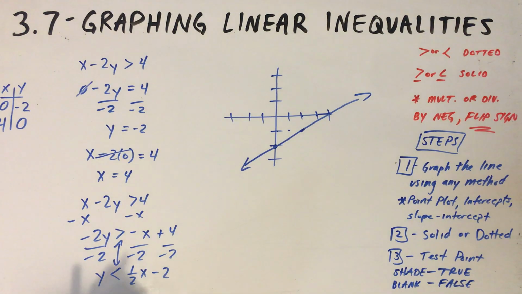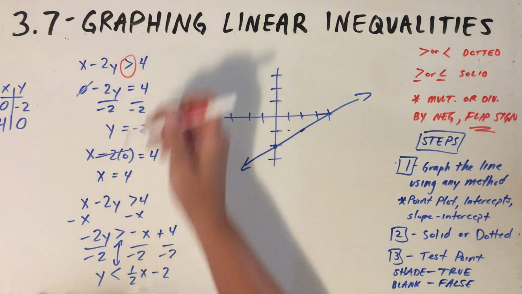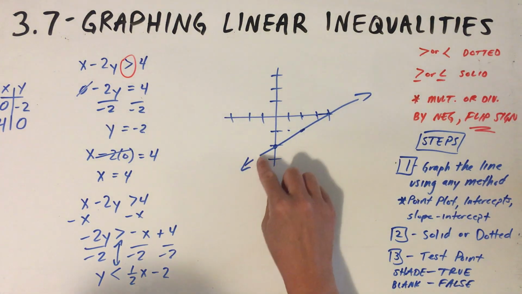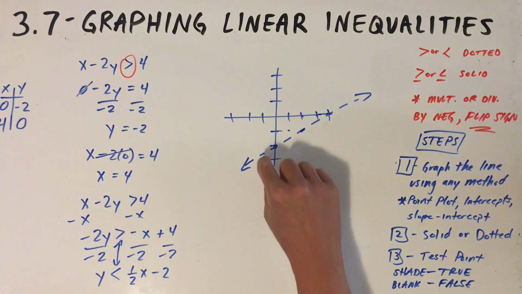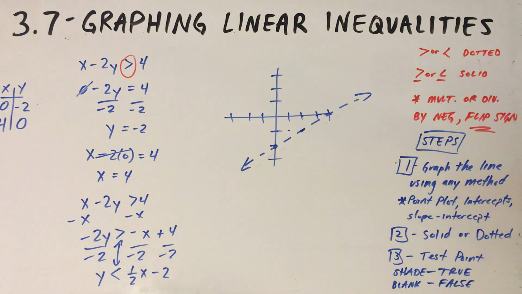Okay, now I'm going to determine whether this line is going to be solid or dotted. I'm literally just going to look at the sign. The sign has no equal to, so this line is going to be dotted. So I'm going to make my line dotted. That means that I don't include points on this line.